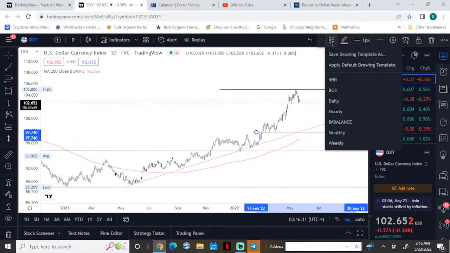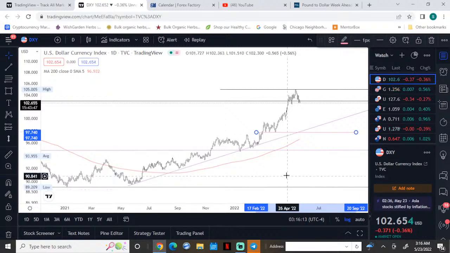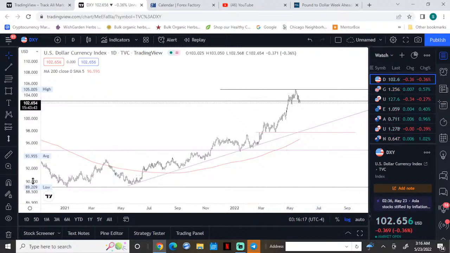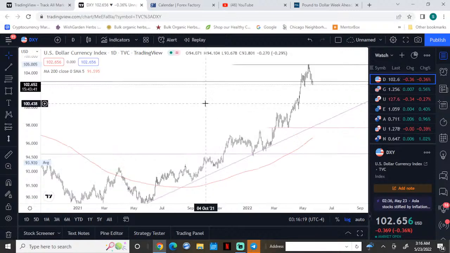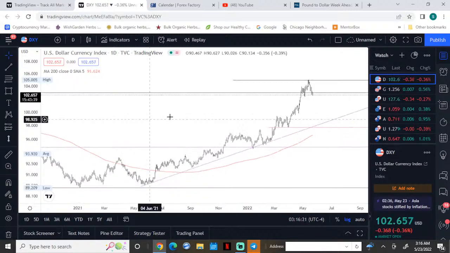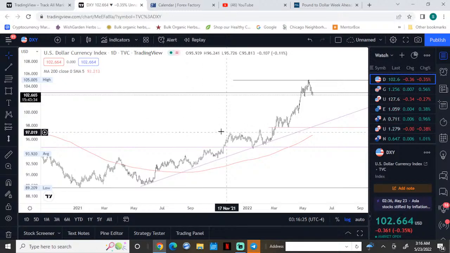I'm gonna change the daily. My colors might seem a little odd. It's the colors I like. I don't like it to be too much because once I finish, it's gonna look like a whole bunch of lines.